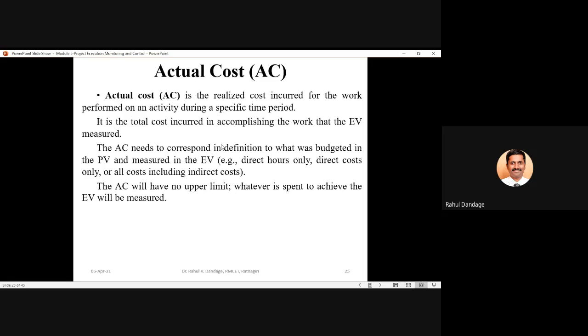So when we talk about the earned value, the various parameters which we should consider are related to direct hours only, the direct cost only, or all the cost including indirect cost. The actual cost will have no upper limit. Whatever is spent to achieve the EV will be measured. So there is no boundary for actual cost, because whatever has been actually expended, the cost incurred to complete a particular activity, that we have to mention as the actual cost.